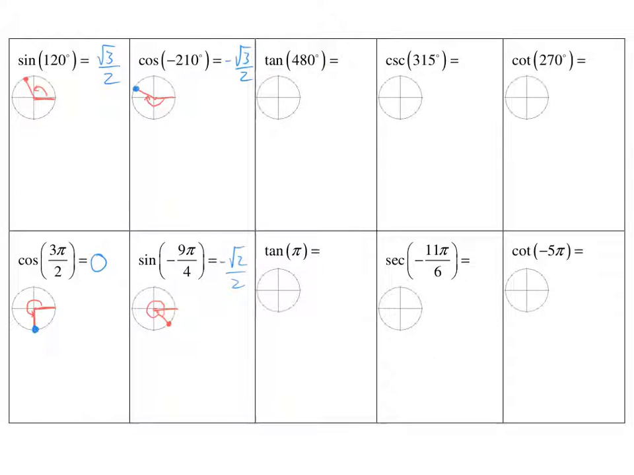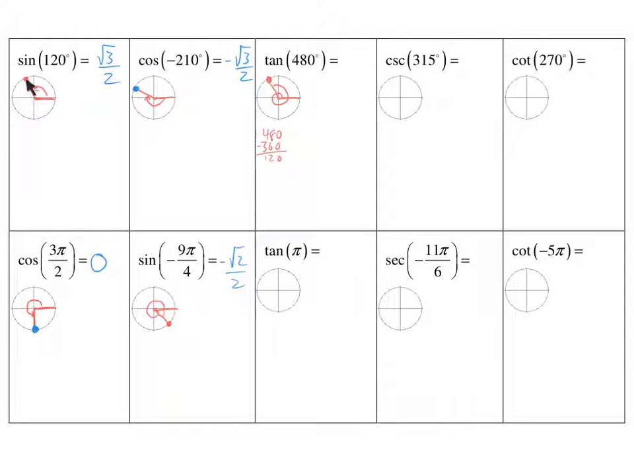Now tangent's going to be a little bit trickier. First thing I do is find 420. So 420 is, well, this is 360. Ooh, how much farther do I have to go to get 420? How much more? Well, if we do 480 minus 360, is that 120 left over? So isn't 120 right to here? So there's the coordinate.